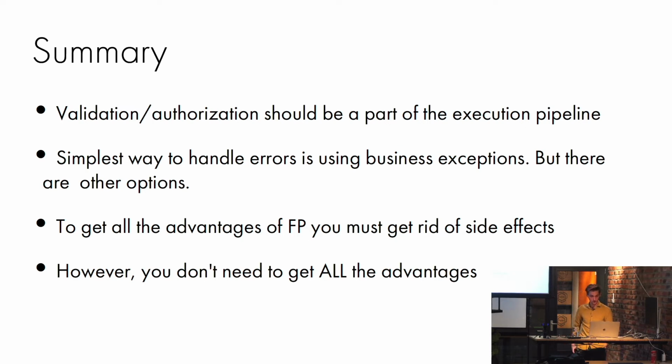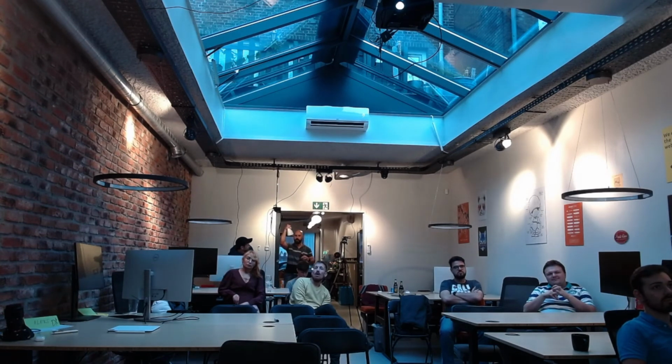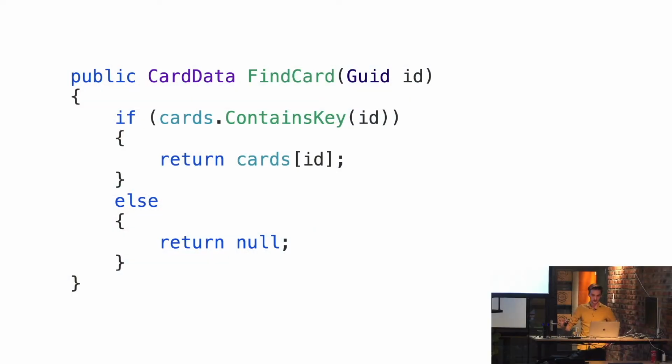Okay, on to some other funny topic. It is: strive for totality. It sounds like a fun phrase. I will explain what it means. So let's say you have this function. It finds a card. Quite cool. It finds it in some, I don't know, map or anything. Cool, right? You're just looking for a card by ID. Is it a good function? What's wrong with that? Just the first thing you see.